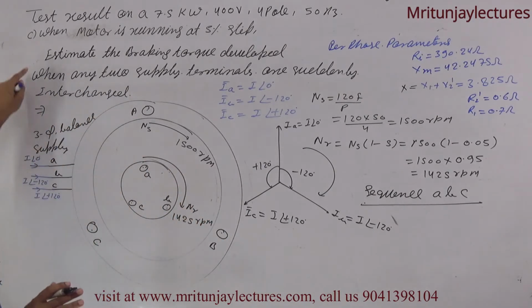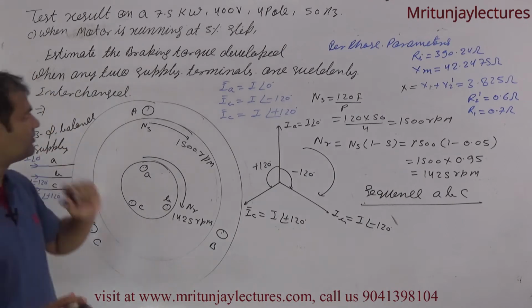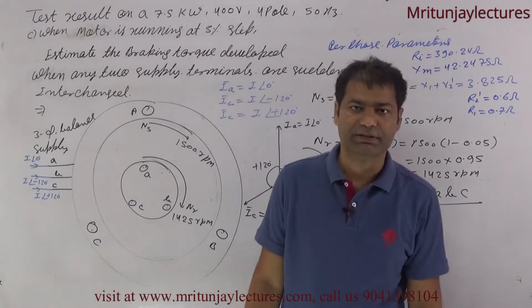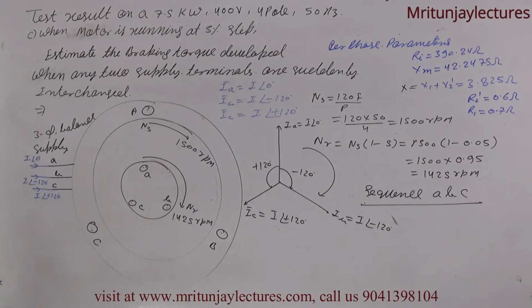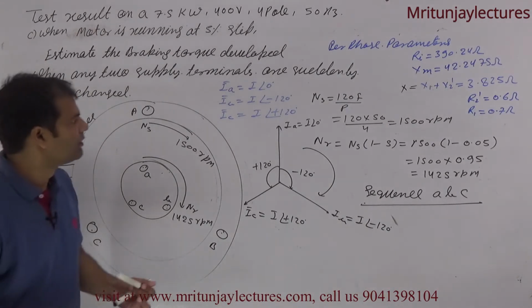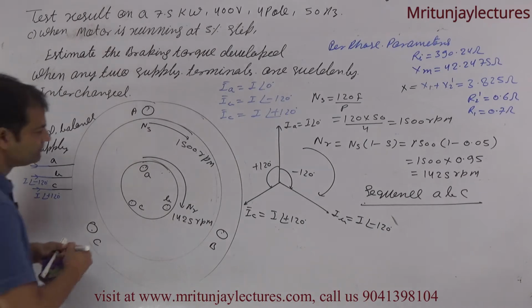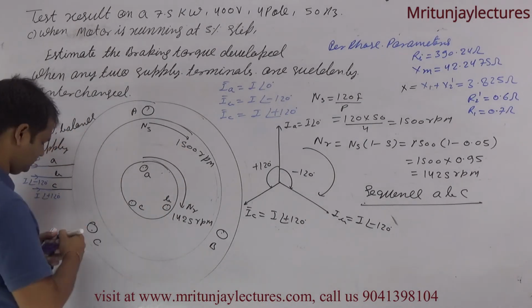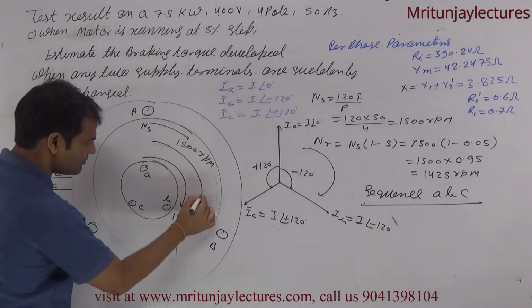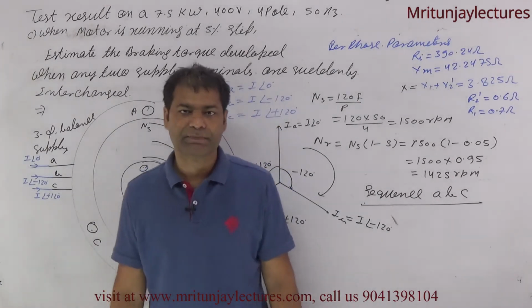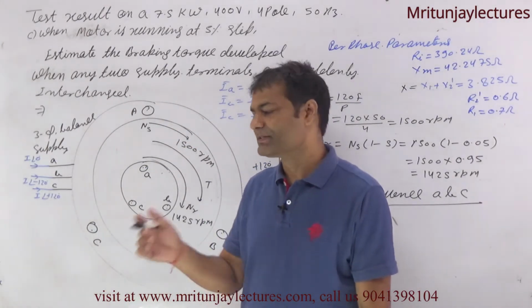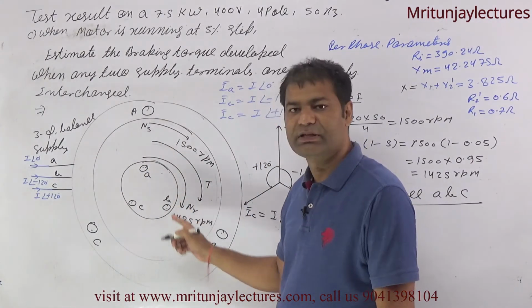After that, we discussed what happens if any two terminals are suddenly interchanged. What about the torque developed? The direction of the torque developed is decided by the relative speed, NS minus NR. The direction of NS minus NR decides the direction of the torque developed.